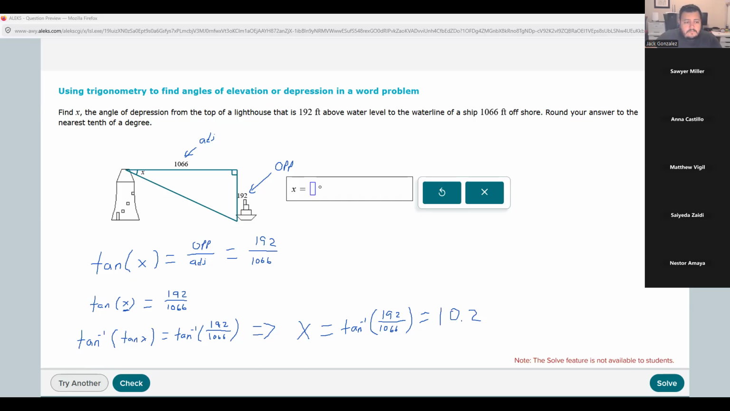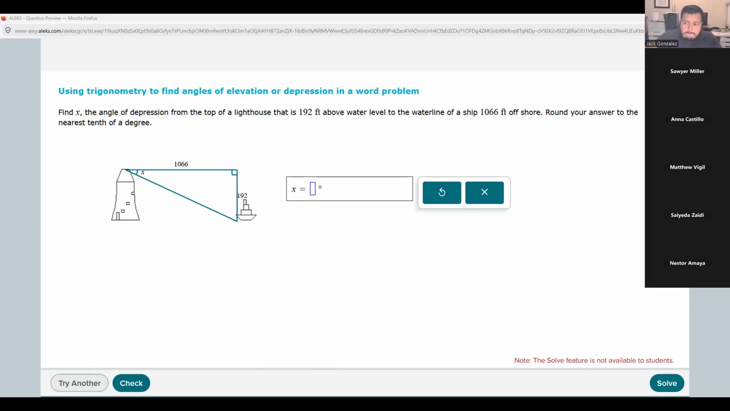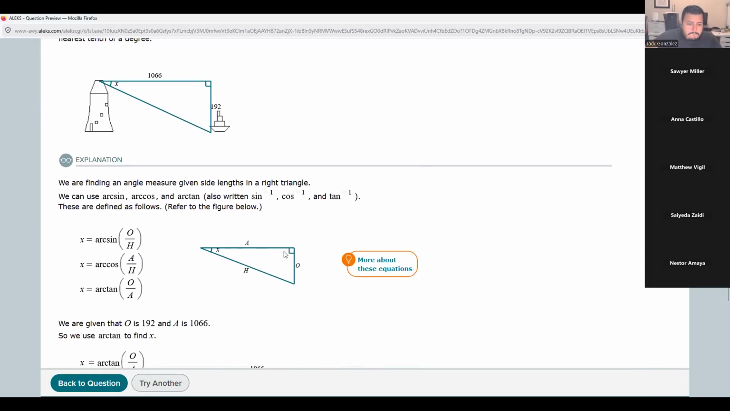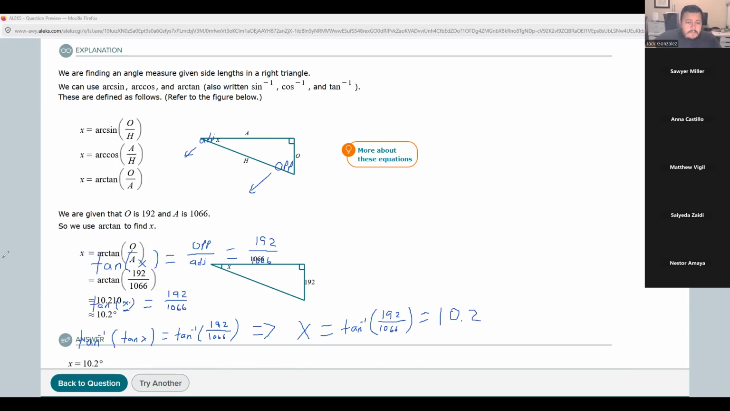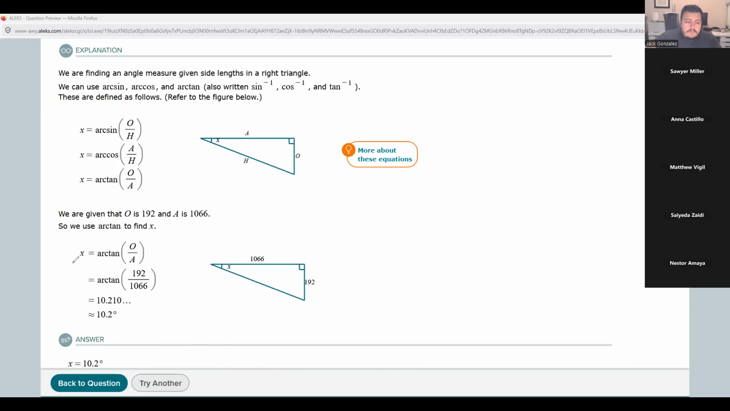So let's see how they did it. They use the word arctangent, which is the same as tangent inverse. So they kind of skip straight to here and say, well, this is almost like a formula, but they don't really explain anything. So you get here by setting it up the way we did and then introducing the inverse. And that's why we get 10.2.